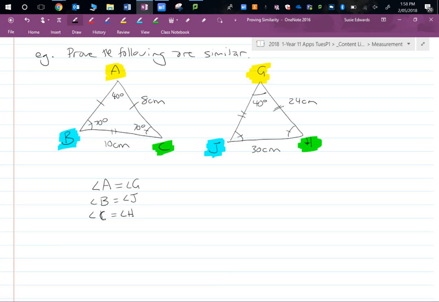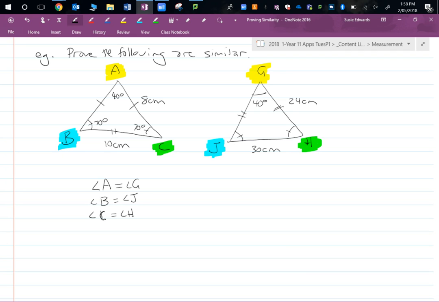Don't you have to write BAC for angle A, like the middle one? We can just go with there if we want to. If you want to do it, you can. It's up to you. For this, it's not as important, unless they give you an example where you do all three letters, then you have to.